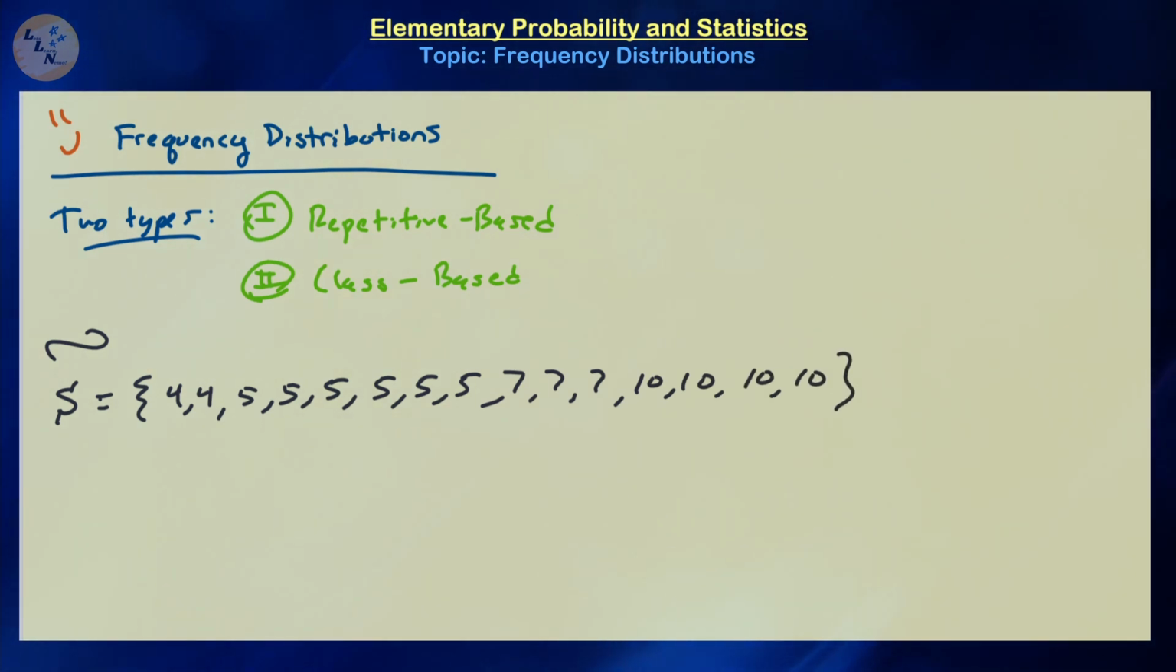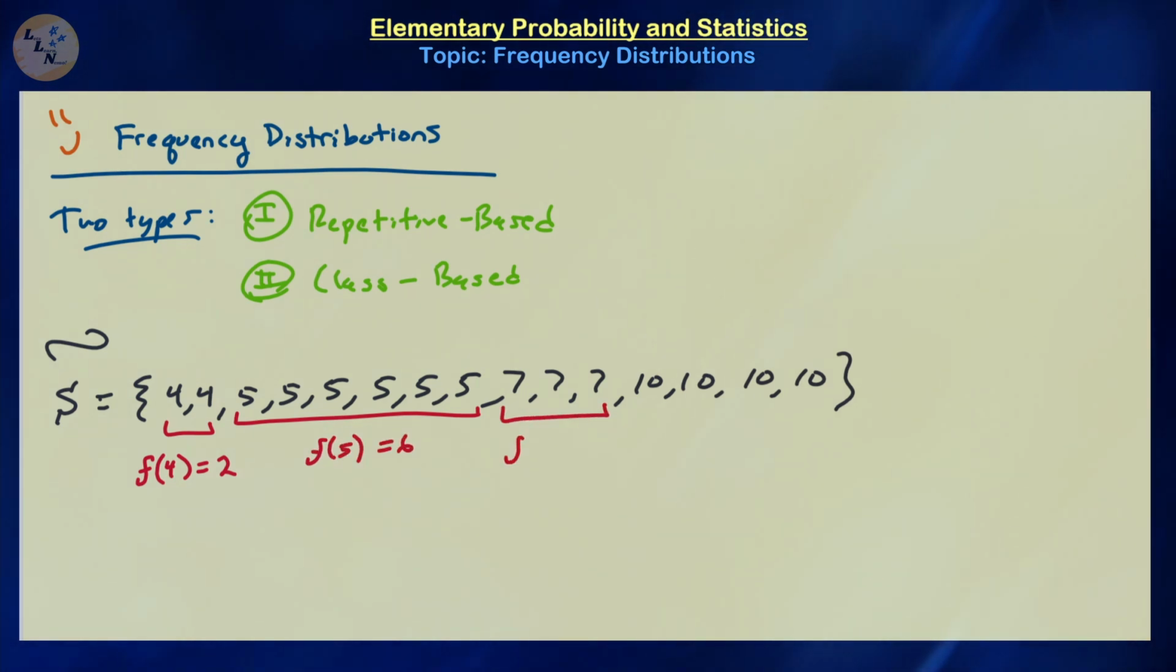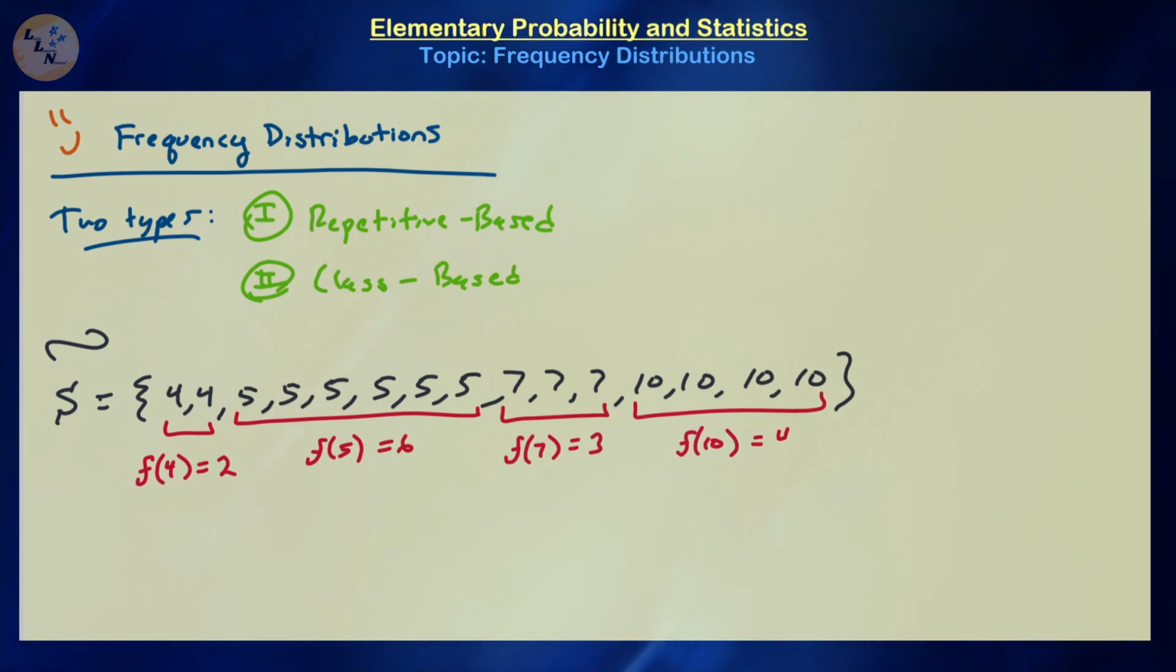Notice that there are several repetitive elements in this particular data set, and I'm going to be calling the amount of times that each of these elements repeat the frequency of that element. So for example, I have two 4s, therefore I'm going to say that the frequency of 4 is equal to 2. I have 6 elements of 5, so the frequency of 5 is equal to 6. I have 3 elements of 7, so the frequency of 7 is equal to 3. And I have 4 10s, therefore the frequency of 10 is equal to 4.